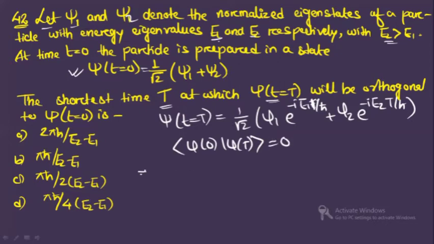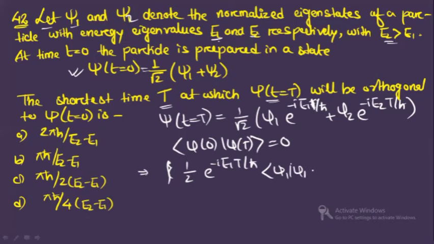Right? So when you apply the orthogonality condition to this entire thing, you will get 1 by 2, because it is 1 by root 2 and 1 by root 2, and e to the power minus i E1 T by h cut, right? And here you will have psi 1, psi 2, right?